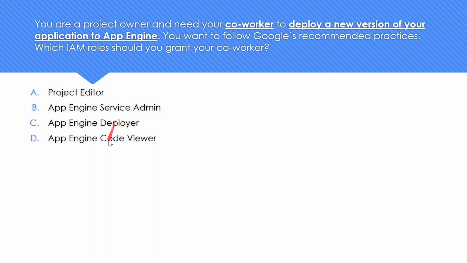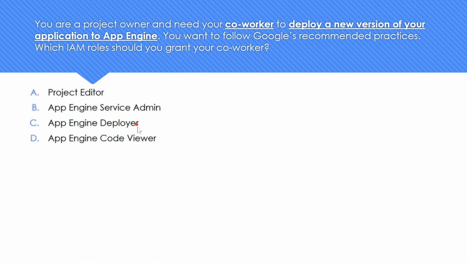App Engine service admin, App Engine deployer, App Engine code viewer. Now the context here is they need to just deploy it, nothing else. Service admin, everything looks good, but this word admin is a little tricky. It looks like more privilege is what you're going to give. Deployer, and deploy somewhat gives, and even though we have not looked into App Engine in any detail, the name somewhat resonates.